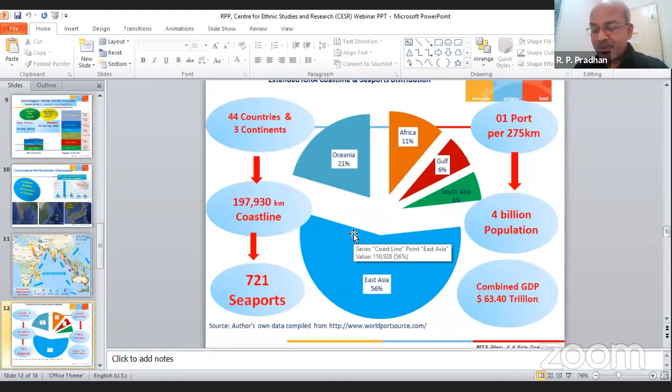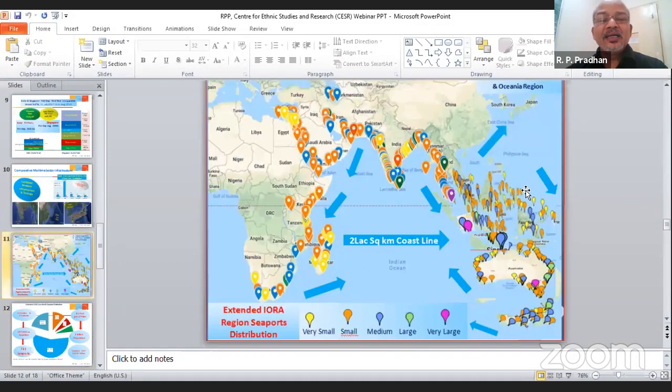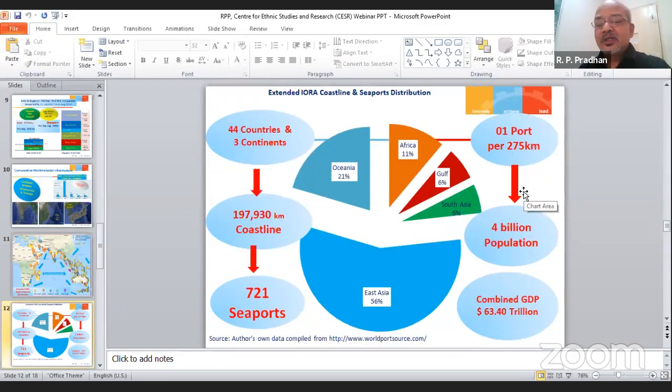This is a distribution of the Indian Ocean Rim Association countries' coastline and seaports. This is my own graph, and I have tried to capture 44 countries in the region, starting from the east coast of Africa up to Australia and Oceania. You have 44 countries spread across three continents, with a combined population of 4 billion. The number of seaports is 221 in all these areas put together.